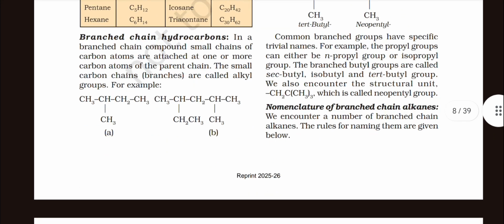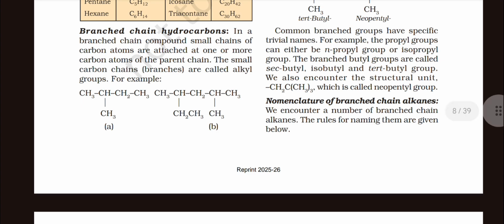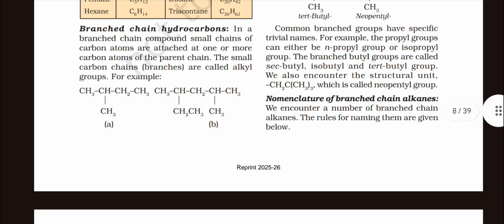Common branched groups have specific trivial names. For example, the propyl group can either be the n-propyl group or the isopropyl group. The branched butyl groups are called sec-butyl, isobutyl, and tert-butyl groups. We can also encounter the structural unit CH2C(CH3)3, which is called the neopentyl group.